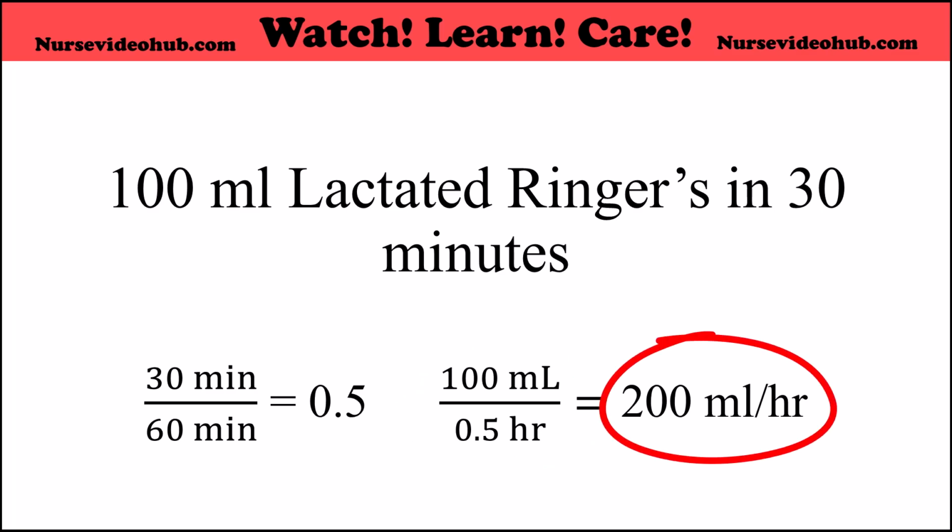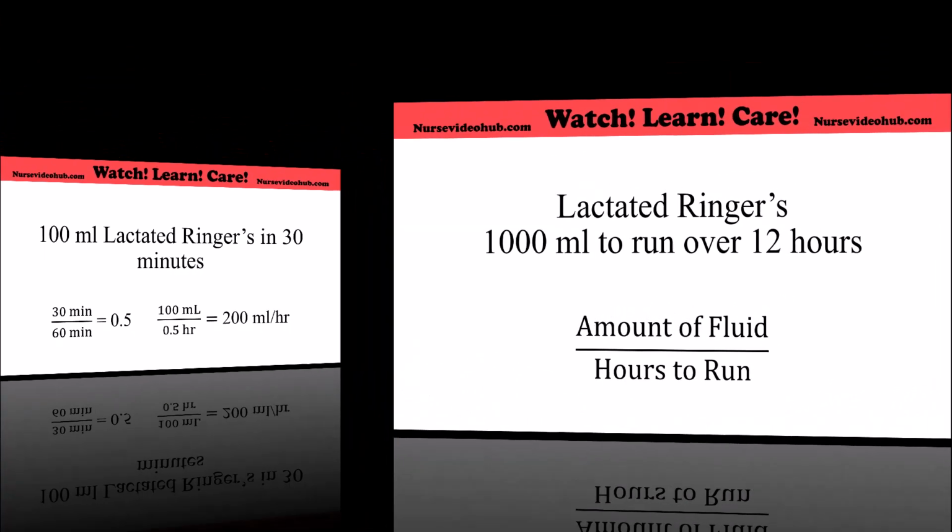You could also complete the formula immediately using the 0.5 hours as the time, because you know that 30 minutes is half an hour, 0.5 hours. You can do that conversion in your head.